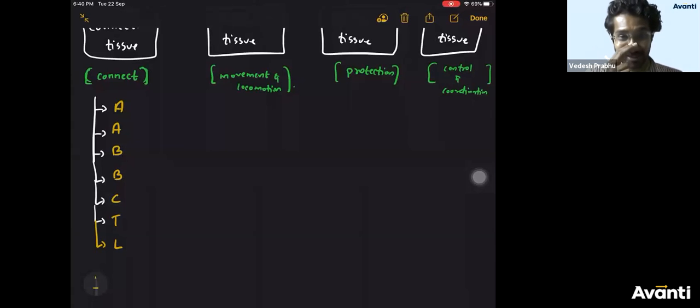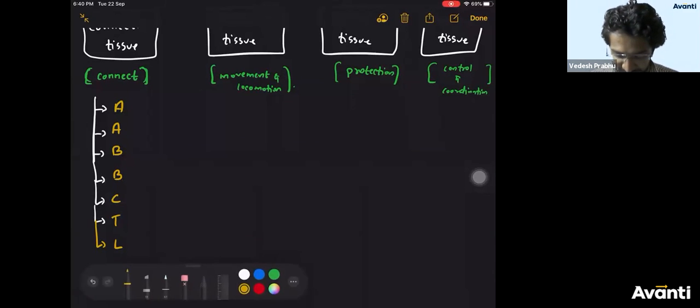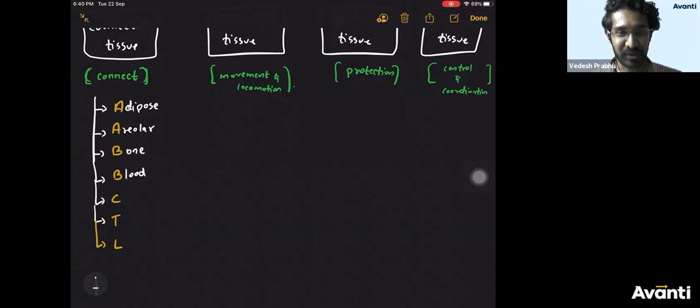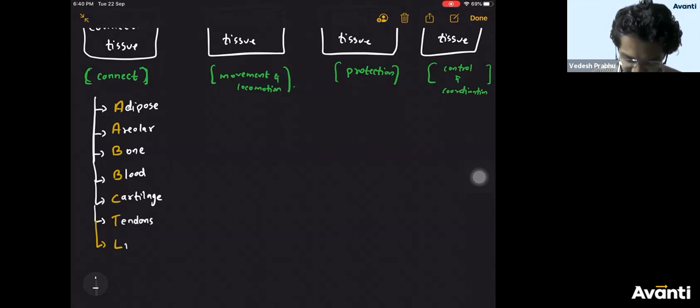Anyways, coming back to our connective tissue. The first one, we can write as adipose connective tissue. Next, areolar connective tissue, and next you have bone connective tissue, blood connective tissue, and then cartilage, tendons, and last ligament. All these are subdivisions of our connective tissue.